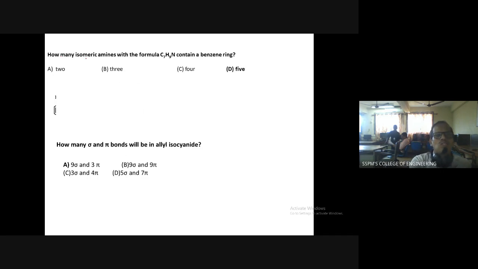How many isomeric amines with the formula C7H9N contain a benzene ring? बघा ते काय दिलंय, मॉलिक्युलर फॉर्म्युला दिलाय C7H9N, and they gave a hint that the compound contains a benzene ring. ओके, बेंझिन रिंग पण आहे याच्यामध्ये. आणि C7 आहे. C7 म्हणजे there is one more possibility, बेंझिन रिंग पण दिसते आतमध्ये.